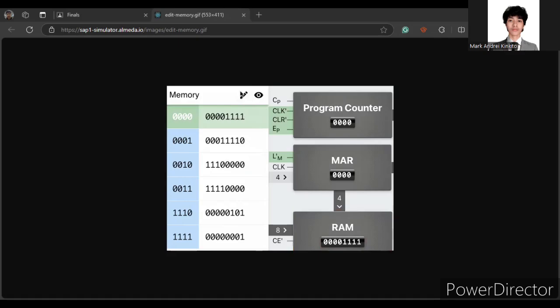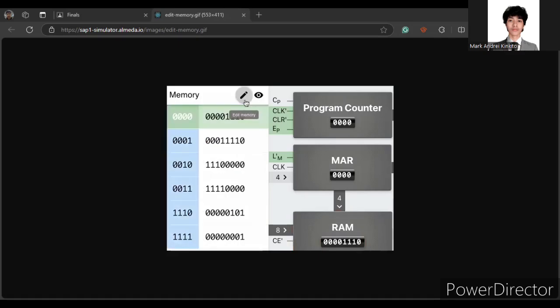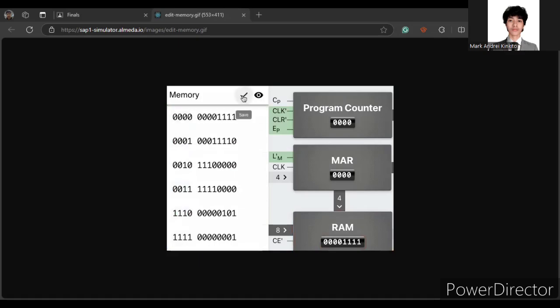Fourth is store. If the operation modifies data that needs to be saved back to memory, the CPU stores the result in memory. This is typically done after the arithmetic operation, like when the sum of two numbers is calculated and needs to be saved.